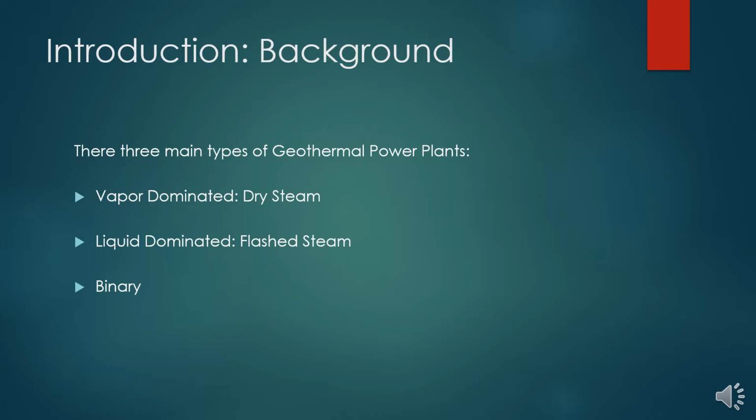There are three main types of geothermal power plants: vapor-dominated dry steam, liquid-dominated flash steam, and binary systems. The type of system used is dictated by the enthalpy of the fluid below the Earth's surface. If the fluid is at high enthalpy and contains only steam and no water, dry steam systems can be used. If the fluid contains only water and no steam but has a high enthalpy, flash steam systems are used. If the fluid contains water and has a low enthalpy, binary systems are usually used in this case.